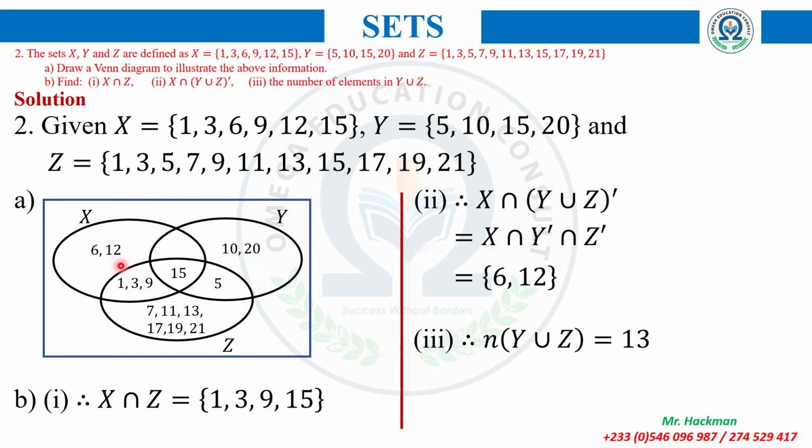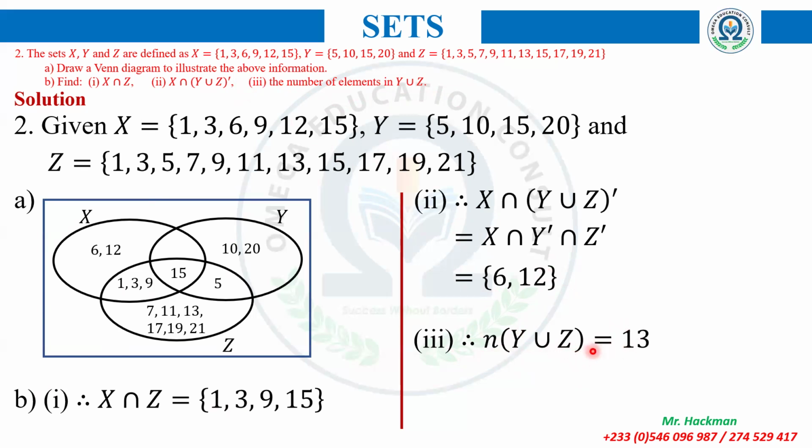So you go to the Venn diagram. Where do you have X only? Only X is this. So the set there will be 6, 12. Now the third one, III, we are asked to find the number of elements in Y union Z. The English that you have here is this notation. So the number of elements in Y union Z is the mathematical representation, and it is better you put it in the mathematical representation.